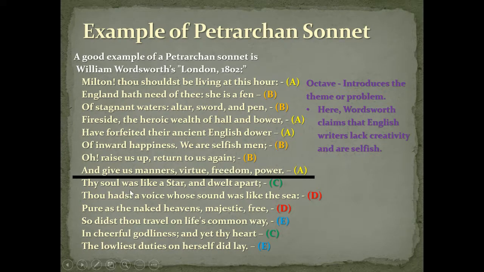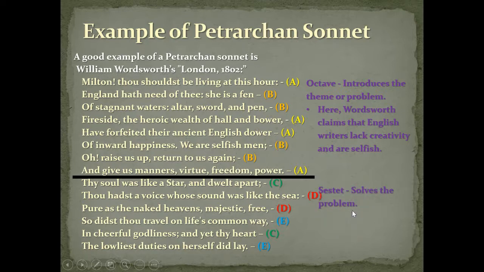So we basically say, "Thy soul was like a star and dwelt apart. Thou hadst a voice whose sound was like the sea, pure as the naked heavens, majestic, free. So didst thou travel on life's common way in cheerful godliness, and yet thy heart the lowliest duties on herself did lay." So what do we have here?